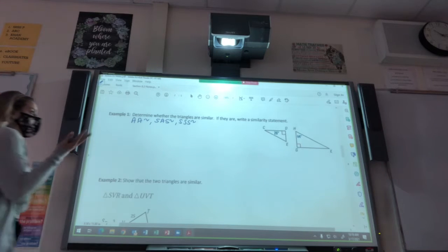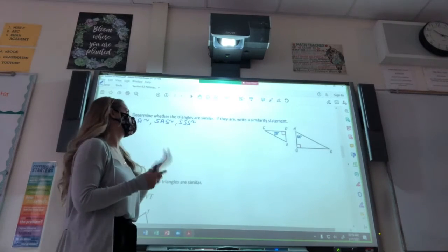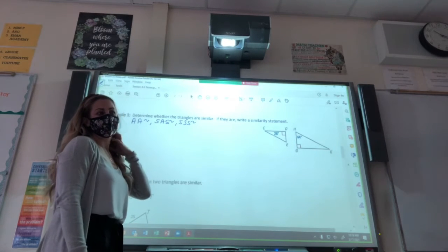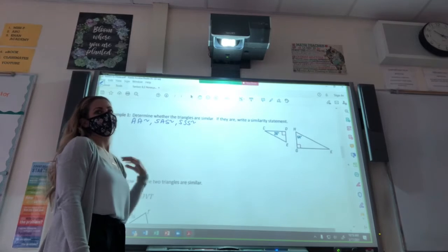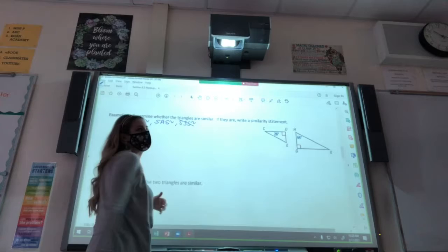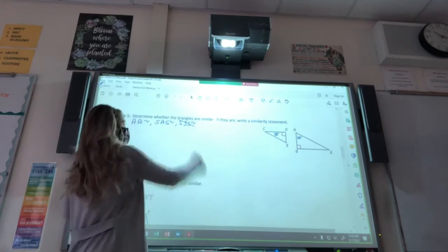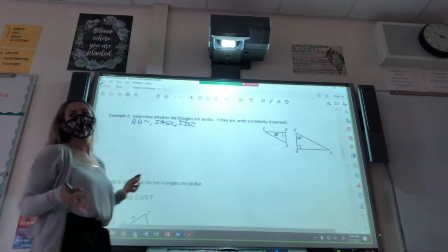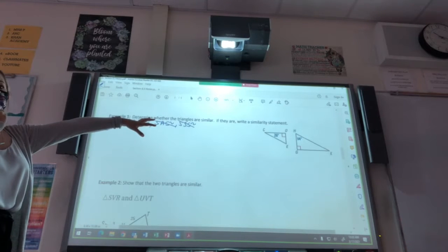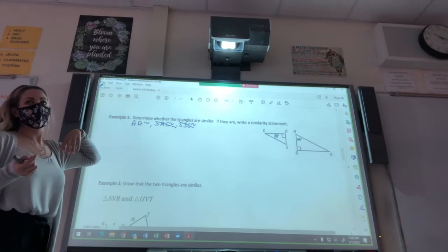Are they giving me any side lengths? No. So are you going to be able to show that the ratios are the same if they don't have side lengths? If you don't have numbers, can you show that the ratios are the same? No. So I'm not going to use side-side-side because I don't have any side lengths to prove that. I'm also not going to use side-angle-side because I don't have any side lengths to show the ratios are the same. What are they giving me in those two triangles? Two angles. So I'm going to try to show that I have two angles that are the same measure.